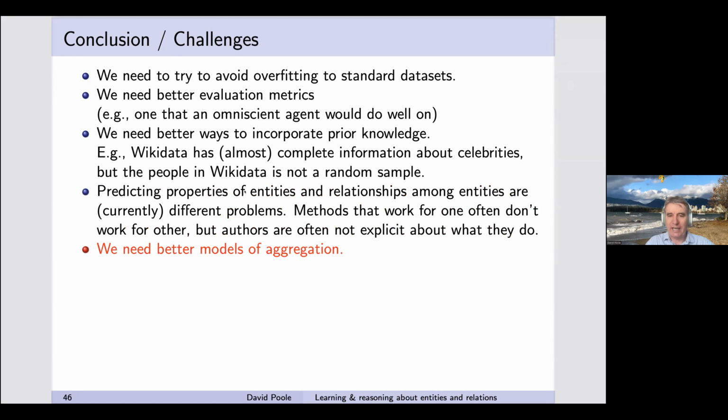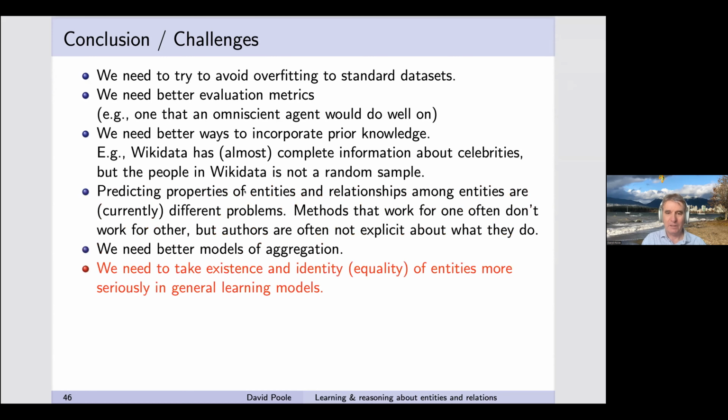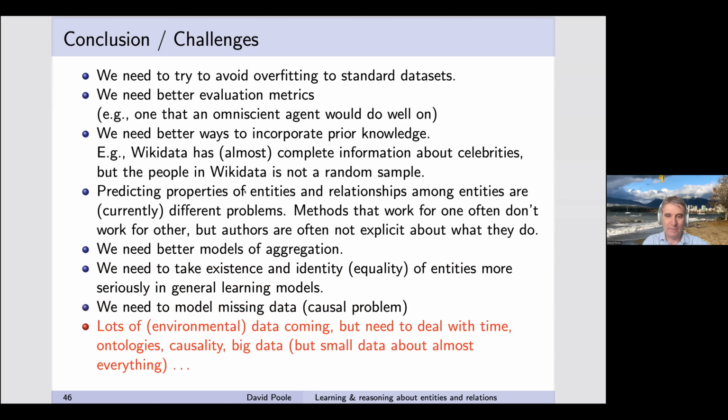We need better models of aggregation. I talked about aggregation, so we still don't have any good models of how neighbors should contribute, how my age could be predicted from the movies I watch. We need to take existence and identity of entities more seriously in general learning models. We need to model missing data, and that's actually a causal problem because it's not in the data. So the missing data is not part of the data. We have to model it somehow.